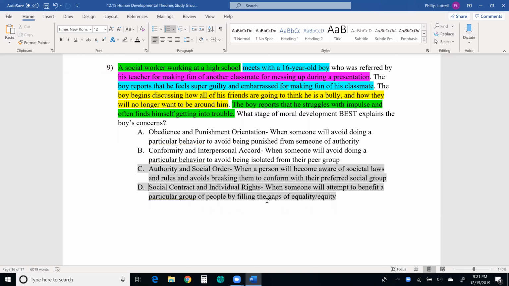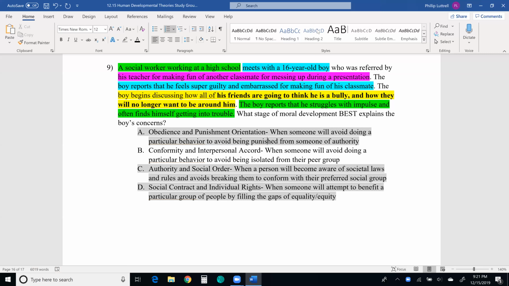So now we have obedience and punishment orientation, or conformity and interpersonal accord. At this time, we're going to rule out obedience and punishment orientation because he didn't avoid doing a behavior in order to not be punished, or he didn't do a behavior because he wanted to be punished. His concerns are all around his friends thinking he's a bully and not wanting him around anymore. So at this time, his focus is on social acceptance and conforming to the rules and regulations to have positive interpersonal relationships. He went against that, so he's fearing that he's going to be rejected from his peer group in some way, shape, or form.